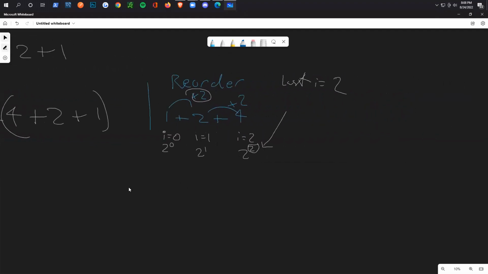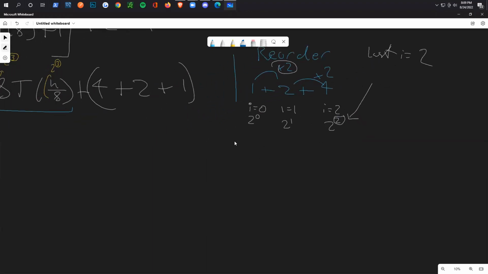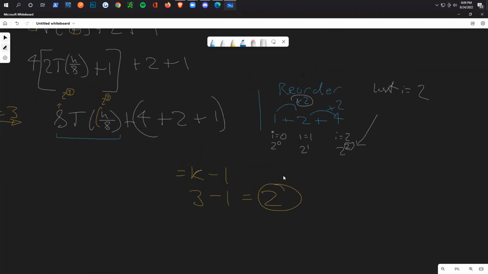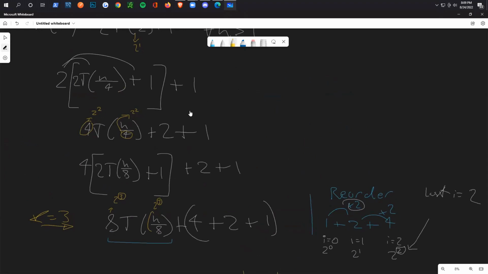Let's look over at our summation. If the last term we processed was 2, the last term we added, remember summations are inclusive, that means our upper bound must be equal to k minus 1. If k is 3, 3 minus 1 is equal to 2, meaning this is the top bound of our summation. And you can make sure of this in the previous iteration. When k is 2, we only go up until 2 to the 0 plus 2 to the 1, which is 1 plus 2, which we have right here. So we know that the top bound is k minus 1.